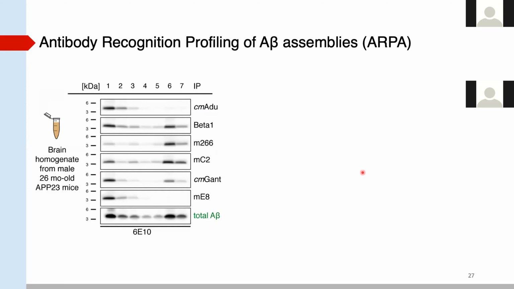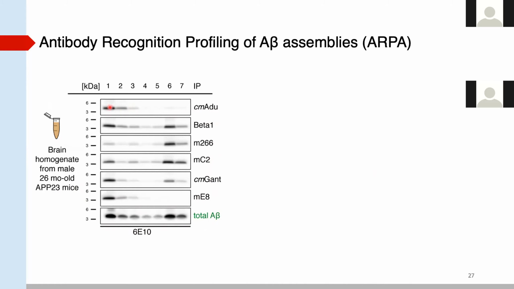So we used brain homogenate from old APP23 mice, size fractionated the A-beta assemblies with agarose gel, and used the fractions for pull down with the antibodies that we also used for immunization of our mice. And here you can see the Western blot. Right down here, this is the total A-beta, how it looks in the different fractions. And you can nicely see that ADO, which recognizes the very early seeds, almost exclusively recognized A-beta in the high molecular weight fractions.